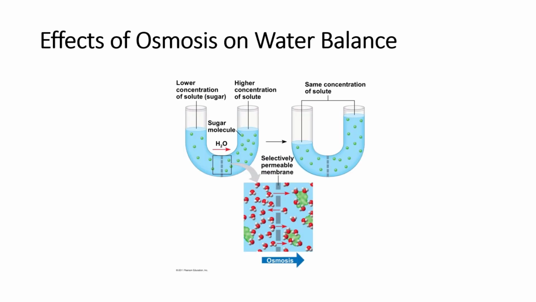Now we look over here. What's osmosis? Osmosis is just the diffusion of water across a selectively permeable membrane. And water diffuses across that membrane from regions of lower solute concentration to the region of higher solute concentration until the solute concentration is equal on both sides, right?